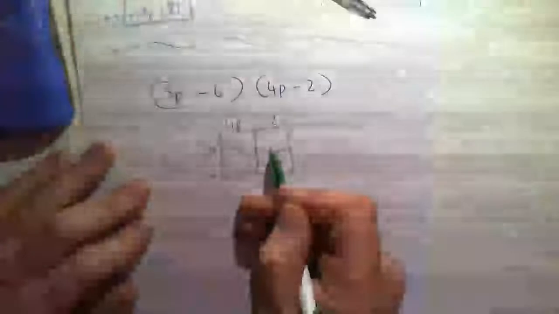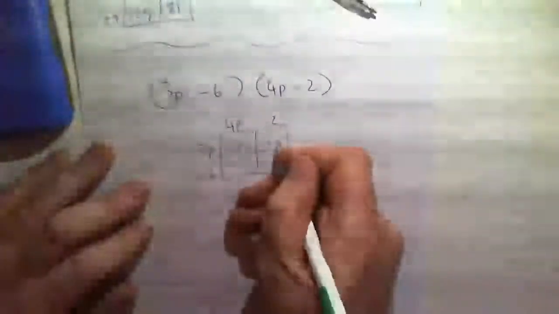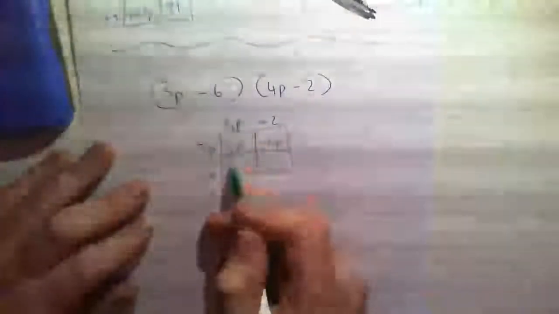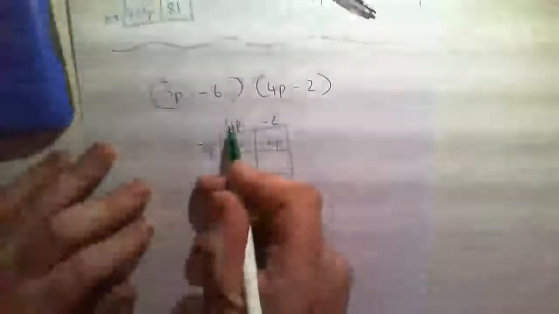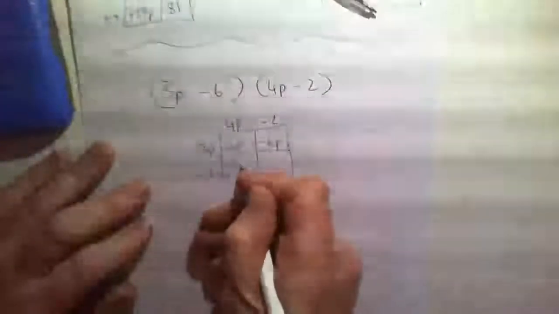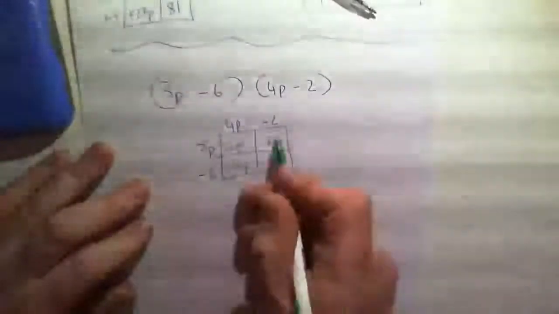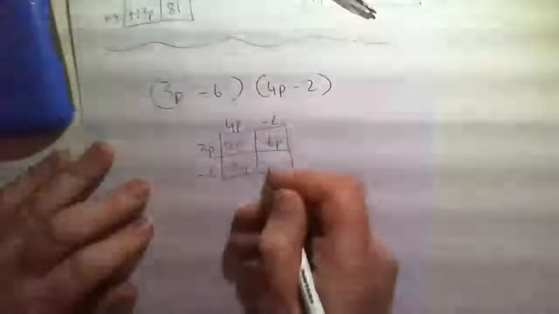Diagonals, we know what to do here. 12p squared and your 12, and then add your diagonals. Adding two negatives just increases the negative. And there you go. Okay, so try a few of these.